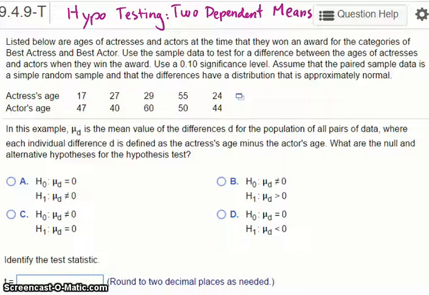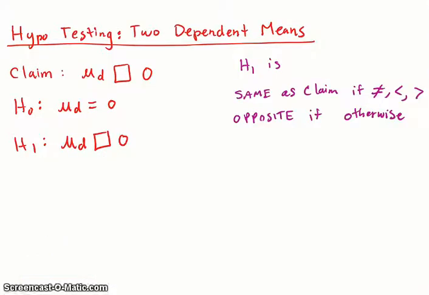So in this video, I wanted to go over a problem involving hypothesis testing for two dependent means. Before we go through the problem, let's look at what the claim, the null, and the alternative would look like. These statements contain this symbol, mu sub d, which is the population mean difference, the population mean for the differences.